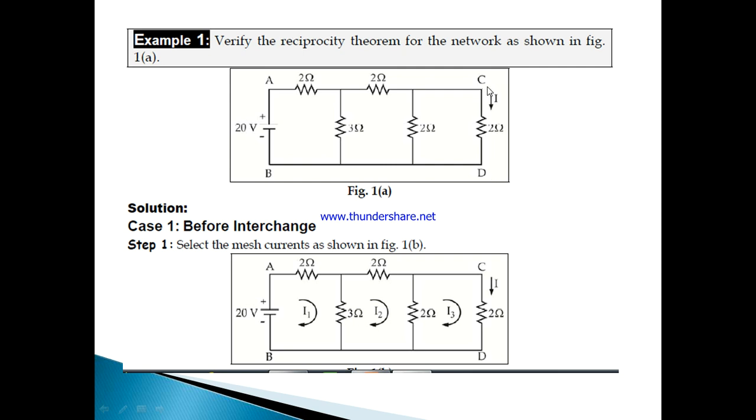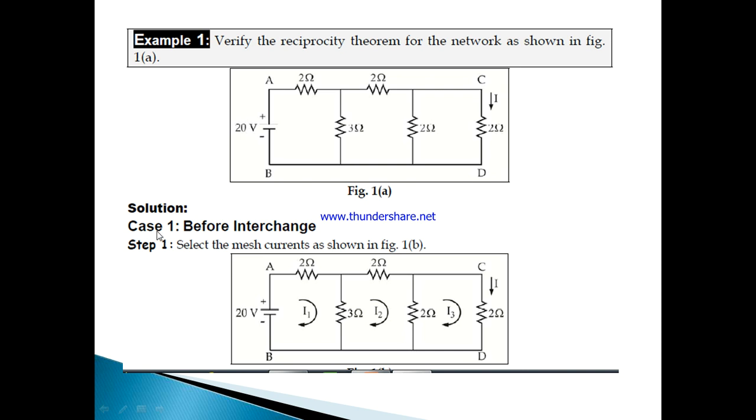Across the C and D points, one resistor is presented. Through this resistor we are going to find the current, which is the response: the current through this 2 ohm resistor presented between C and D points. According to the reciprocity theorem, the ratio of source to response, that is the current through the 2 ohm resistor, should be constant when these two positions are interchanged. This concept is going to be adapted for this problem in the solution.